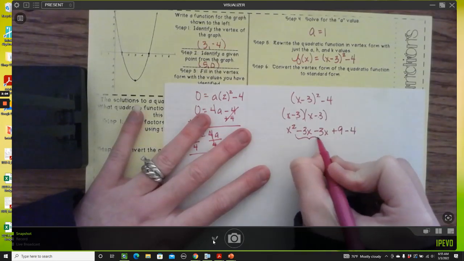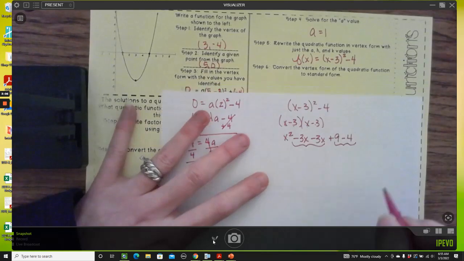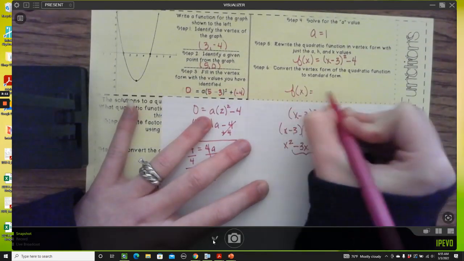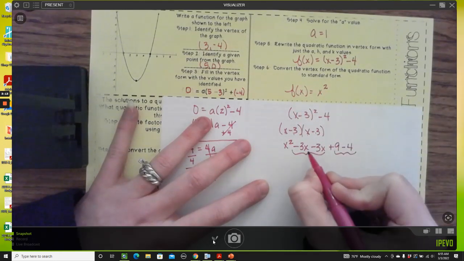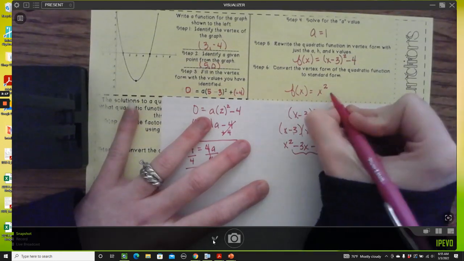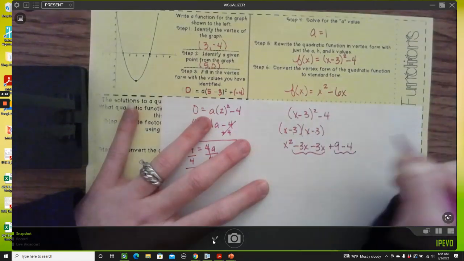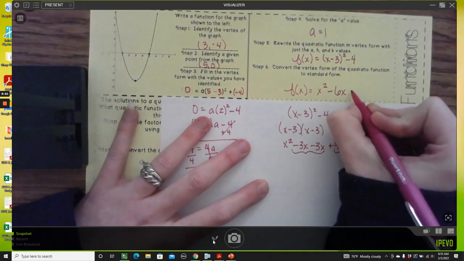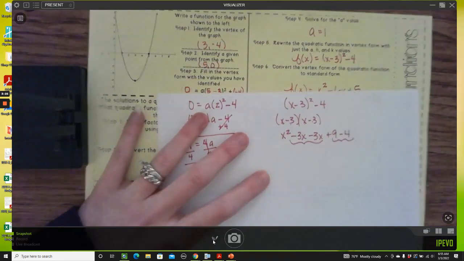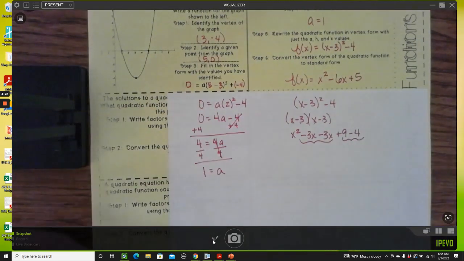So we can combine like terms here. So I would have f of x equals x squared, -3x minus 3x is a -6x. And then 9 minus 4 is a +5. Remember, you can always graph the two forms, check the tables, check the graphs, and make sure they line up.